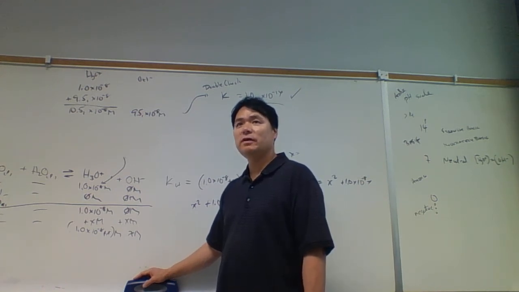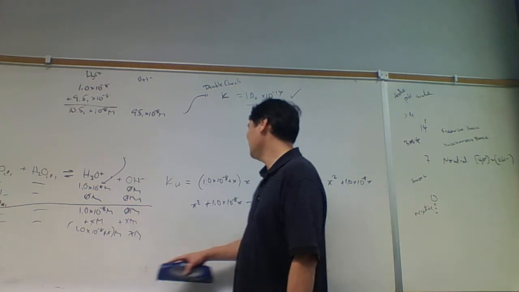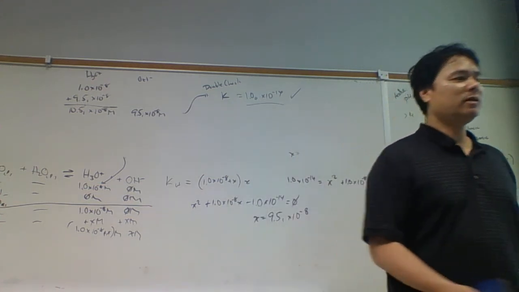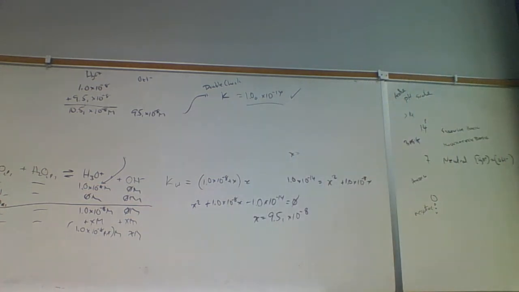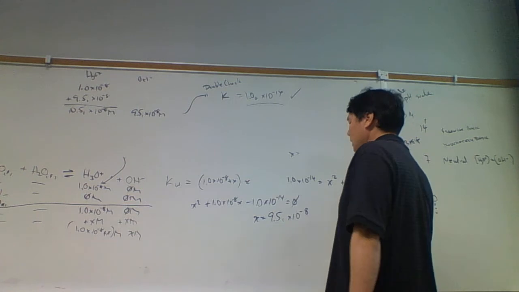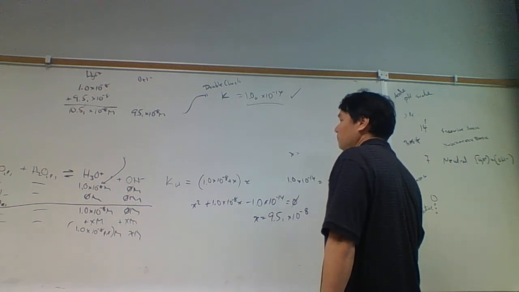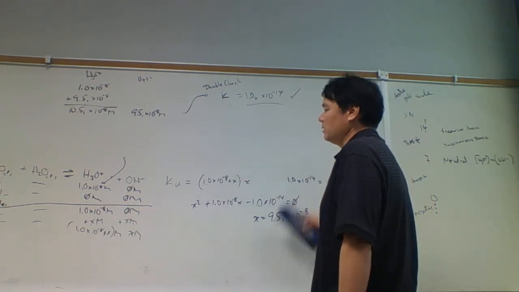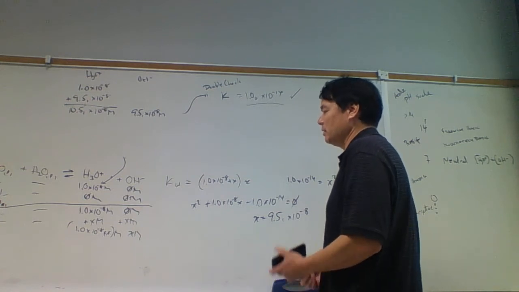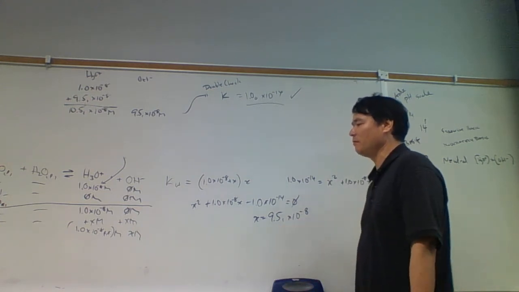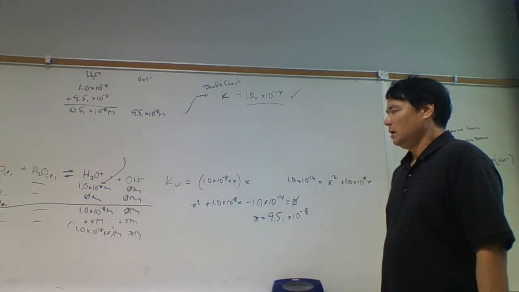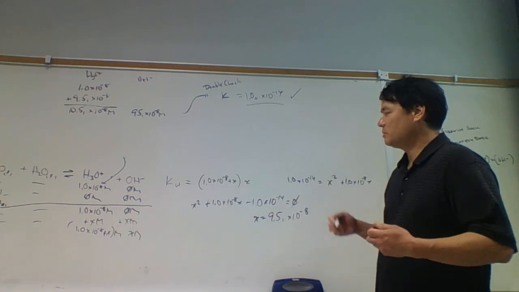We could use the simplifying assumption. So let's say, on a test, obviously you can't access a website. On homework, you can. There are tons of them out there. Now, on a test, you might say, I don't want to calculate the quadratic by hand. If I have to calculate the quadratic by hand, that's going to take like 5 minutes or something. And so you could try the simplifying assumption.